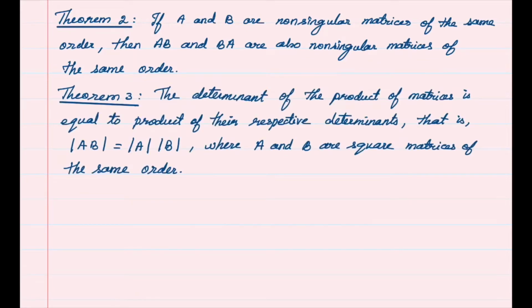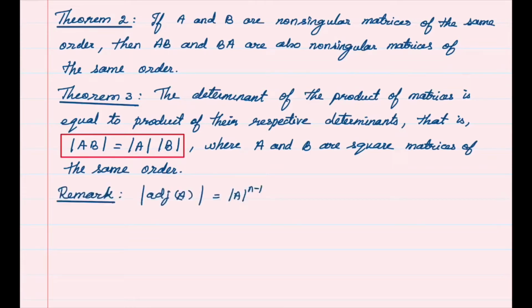Theorem 3. The determinant of the product of matrices is equal to product of their respective determinants, that is, determinant of A into B is equal to determinant of A into determinant of B, where A and B are square matrices of the same order. That is, the determinant value of product of two square matrices is same as product of their determinant values. This is an important result. These theorems can be proved easily with examples.